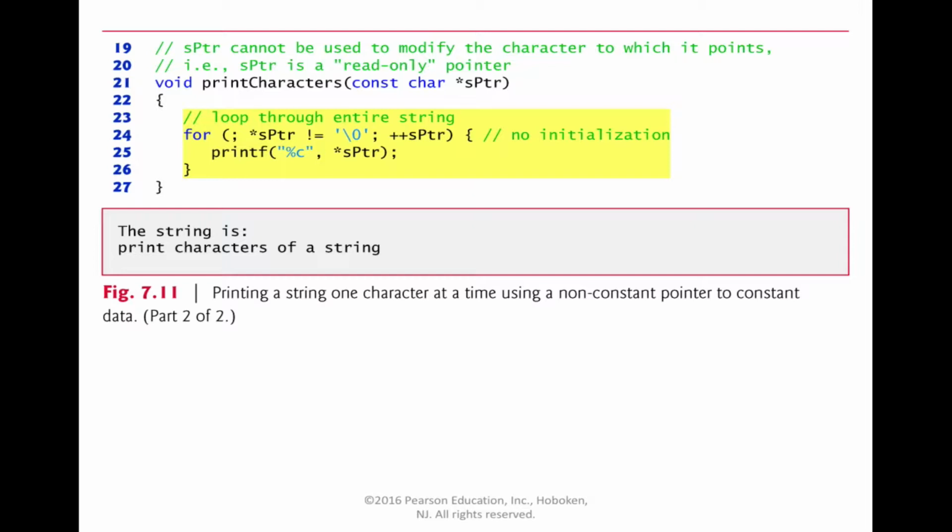Again, I'm dereferencing my pointer for the purposes of examining the value at that location, because the pointer contains a memory address. I'm not interested in that address. I'm interested in the value that lives at that address, and so I need that dereference operator. Now this works because I have said the pointer can change what it points to. However, the data at that location cannot be changed, and that is all based on that const char asterisk sptr definition in the function header.